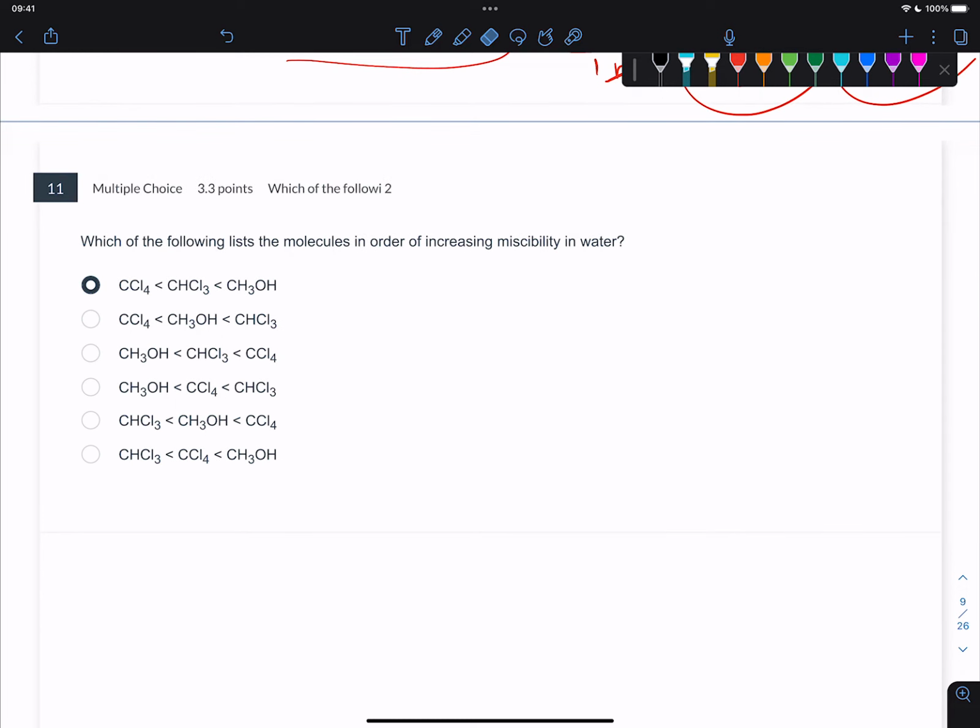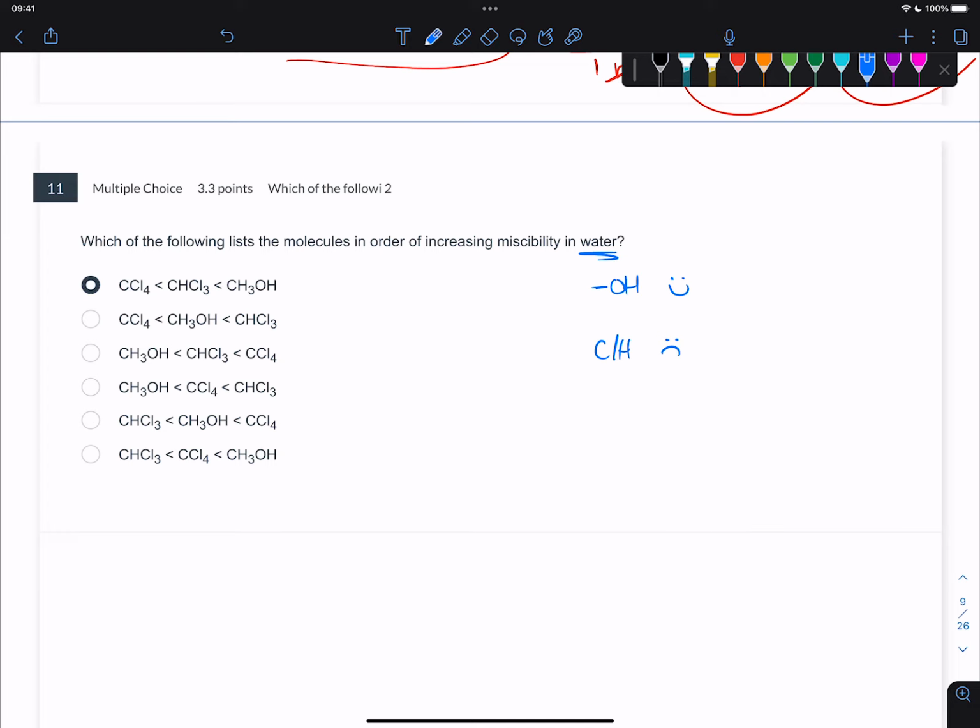So this one says, which of the following lists the molecules in order of increasing miscibility or solubility in water? We saw earlier with the intermolecular forces. Basically, the trick is this: when you think about water, you want to see hydrogen bonding for something to really be dissolvable. So hydrogen bonds are good. If you see OH, that's great. If you see other things like lots of carbons, like lots of CNHs, that's not good.